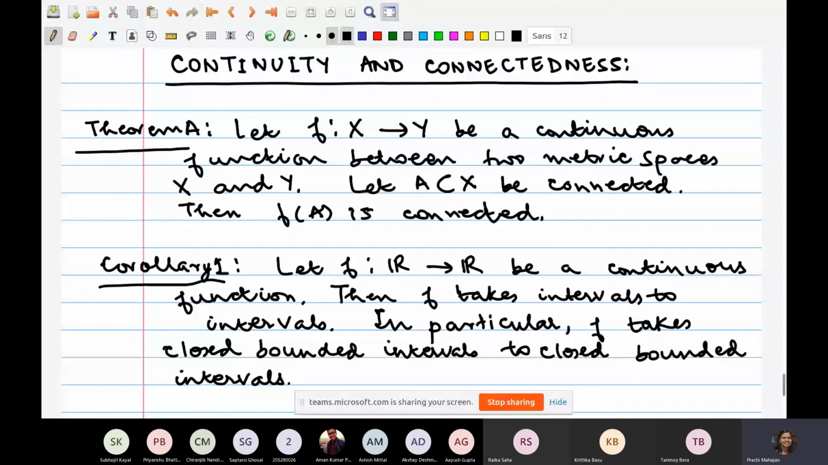So what is it that we are given? You are given a continuous function f between two metric spaces X and Y. A subset A of X is connected, and you are required to show that f(A), its image under f, is connected. As we have discussed before, it is a lot easier to work with something which is not connected. So we will say, suppose f(A) is disconnected, and let's see what happens.